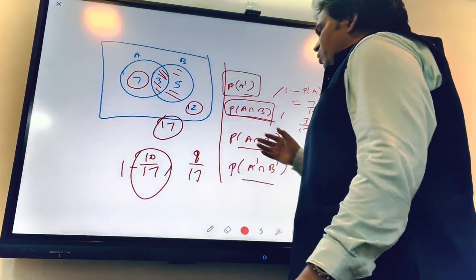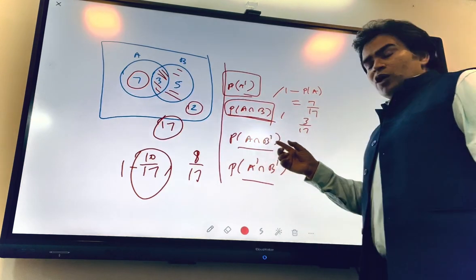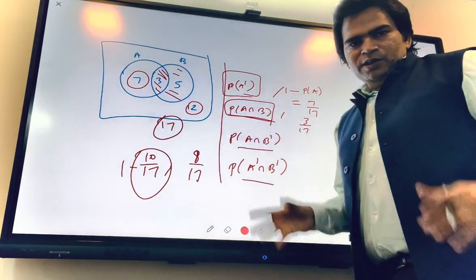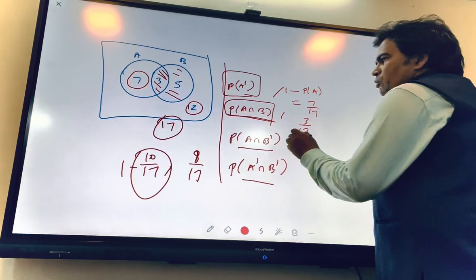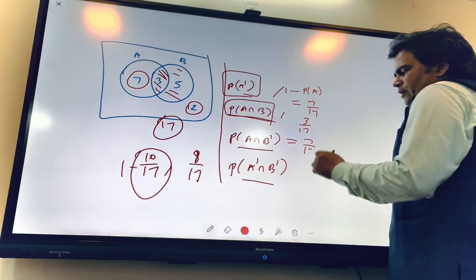So these 7 students are not in B, but they are in A. I mean, that's common in A. So that goes as 7 upon 17 once again.